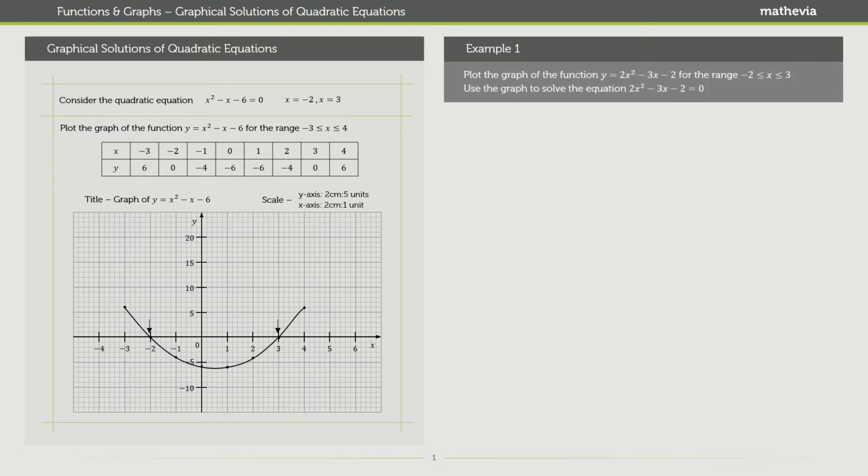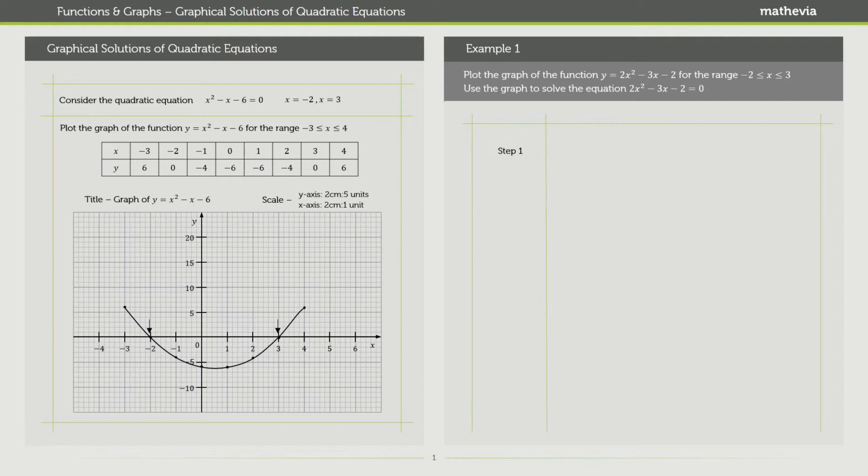So example 1 says plot the graph of the function y equals 2x squared minus 3x minus 2 for the range -2 less than or equal to x less than or equal to 3, basically from -2 up until 3. Now use the graph to solve the equation 2x squared minus 3x minus 2 equals 0.